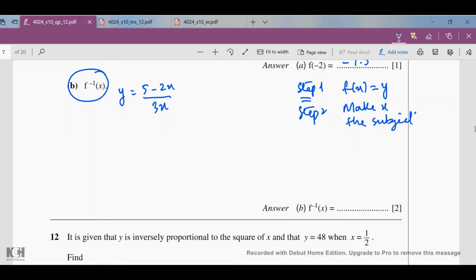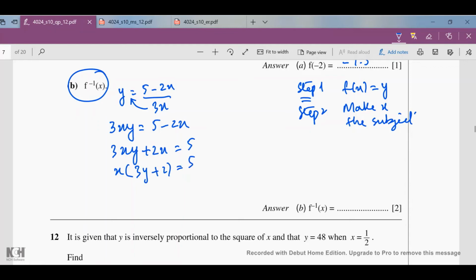So it means to make x the subject, I will move this here. So 3xy, because please be careful, there's 2 times x, and when you want to make anything as a subject, all the subject should be on the left hand side. So minus 2x plus 2x is equals to 5. Now x is common, and take common please. So 3y plus 2 is equals to 5, and x is equals to 5 upon 3y plus 2.